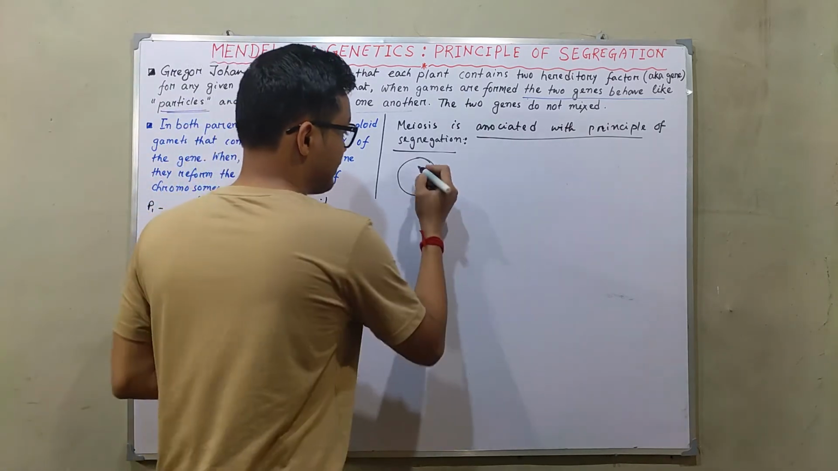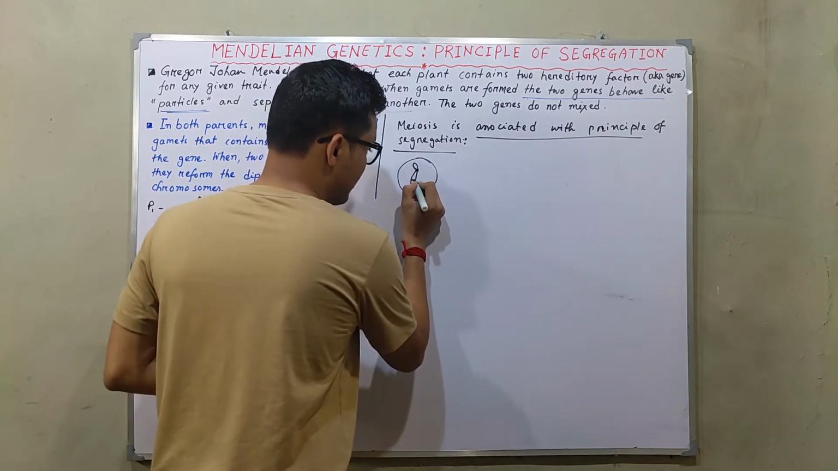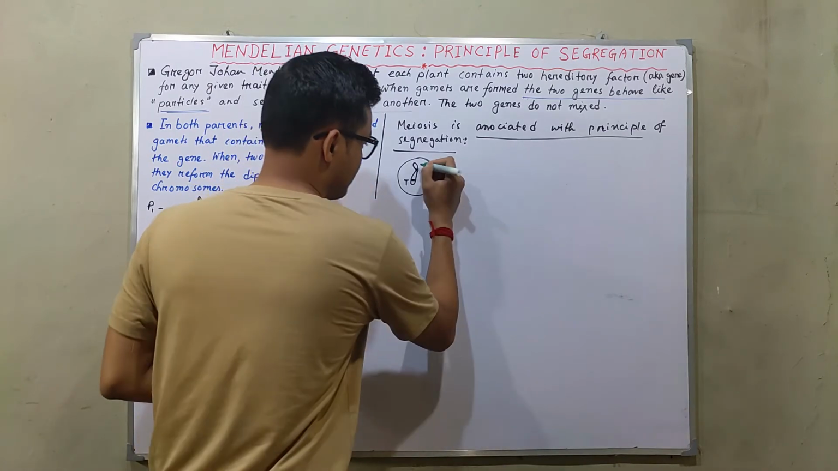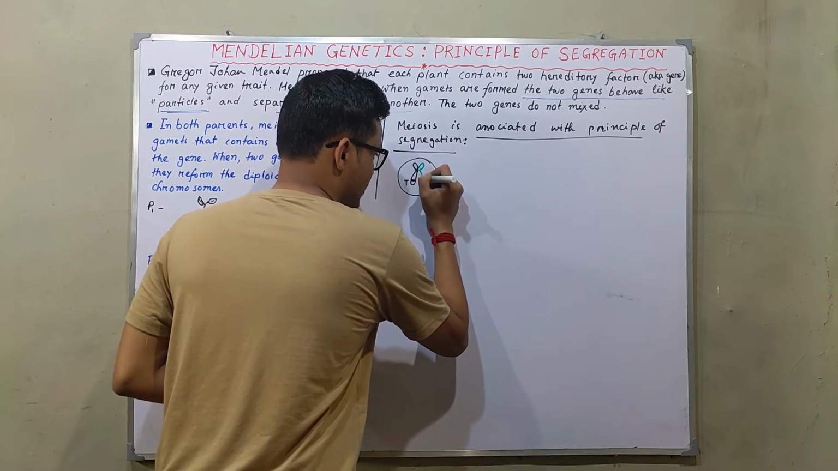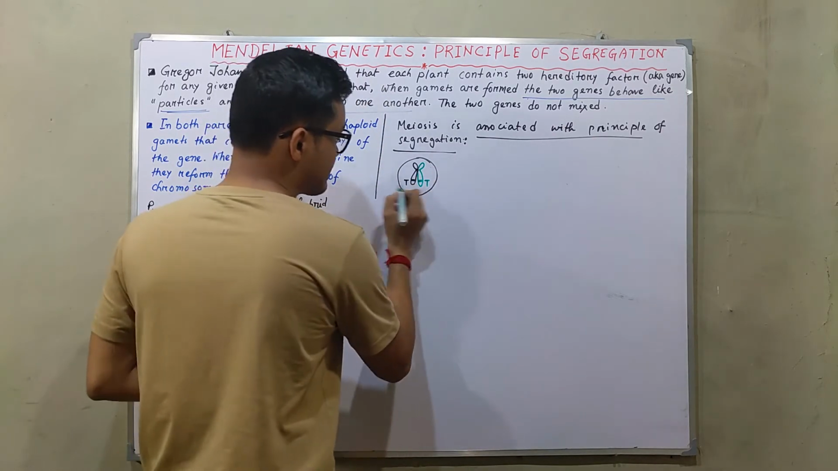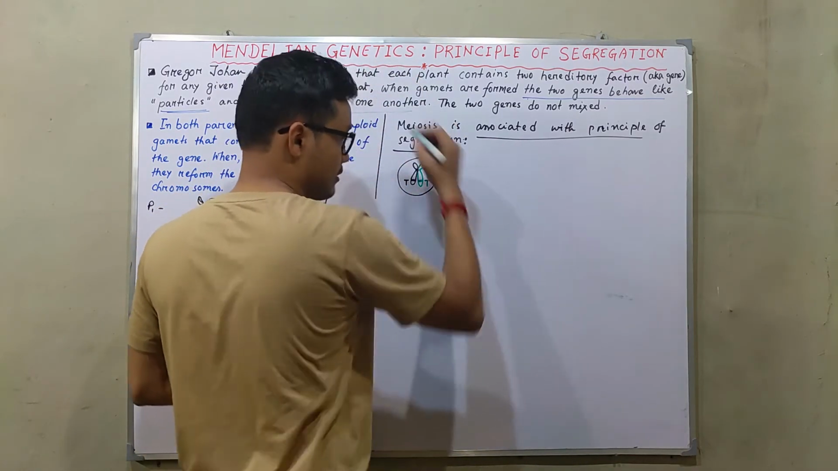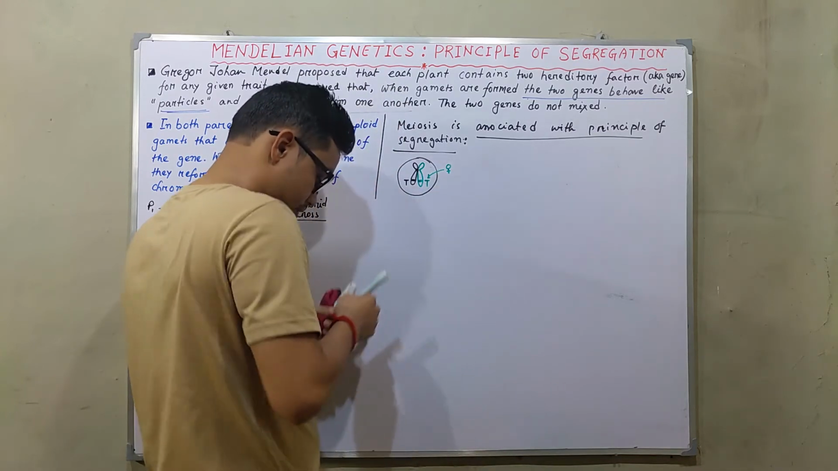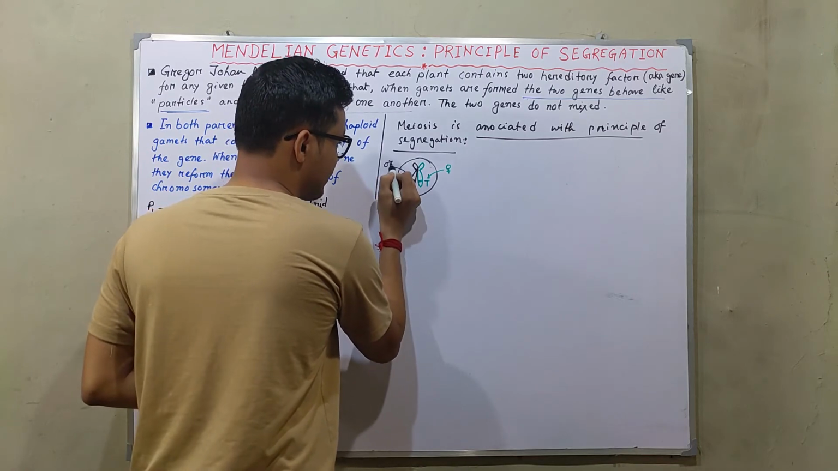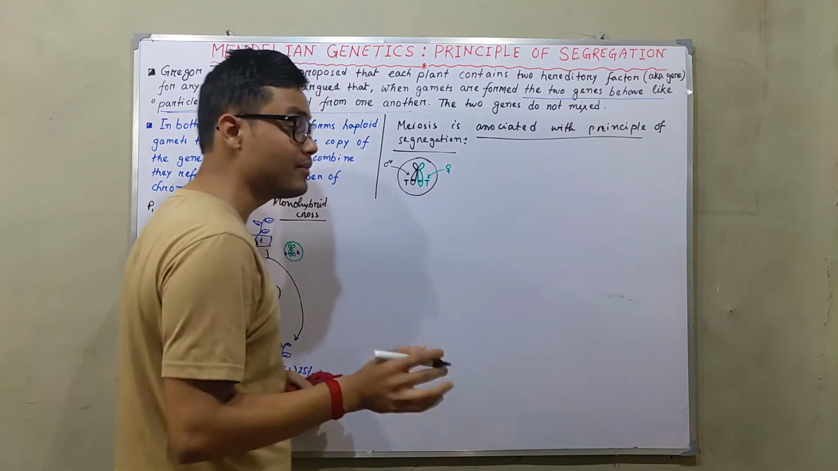In the first stage, we have capital T. I will draw it a different way. This is also a capital T, because this capital T is inherited from the mother, and this capital T is inherited from the father. Let's assume that this capital T is inherited from the father and this capital T from the mother.